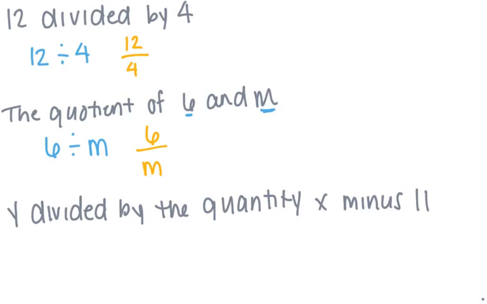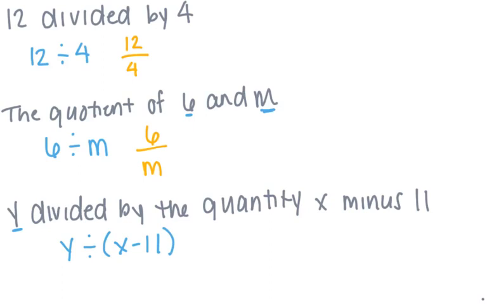And this last one is y divided by the quantity of x minus 11. So y is our dividend, so we will have y divided by the quantity x minus 11. So we're going to put this in parentheses, x minus 11, and you have to do it when you're writing it this way with the division symbol, because using order of operations, if you don't have the parentheses, then you would be doing y divided by x and then subtracting 11. And it says the quantity x minus 11. So we need to do x minus 11 first, and then we can divide by y.